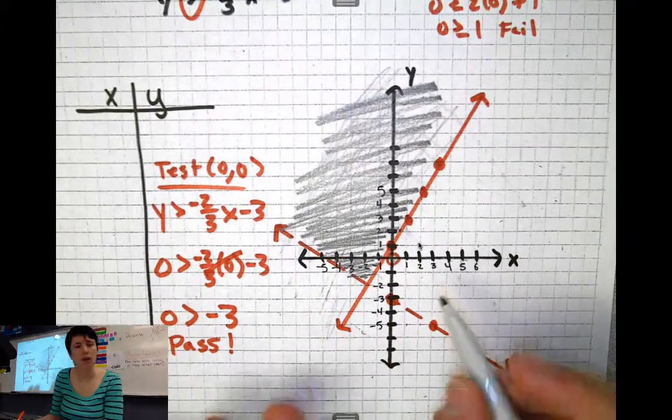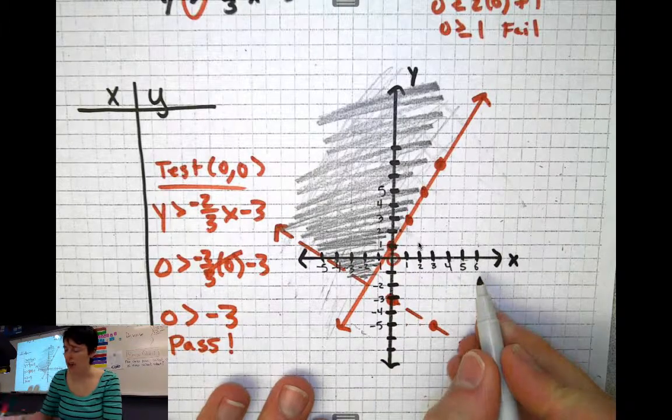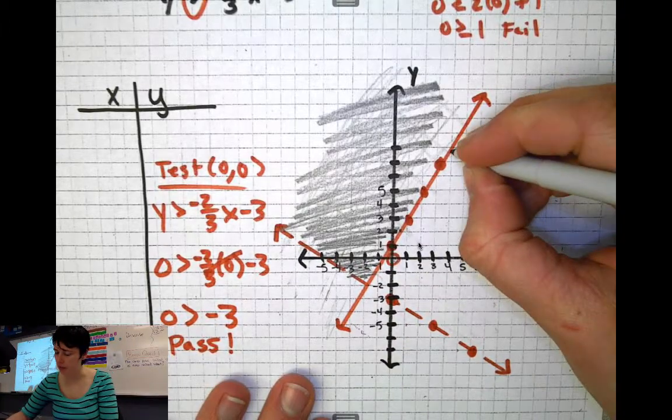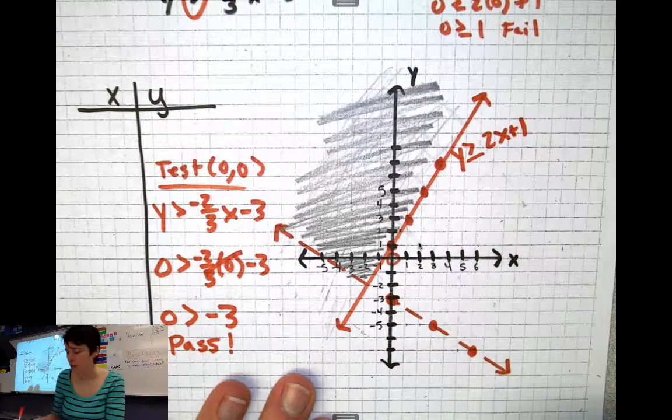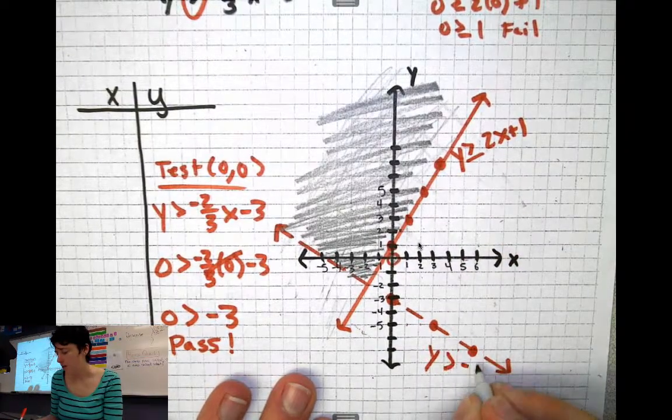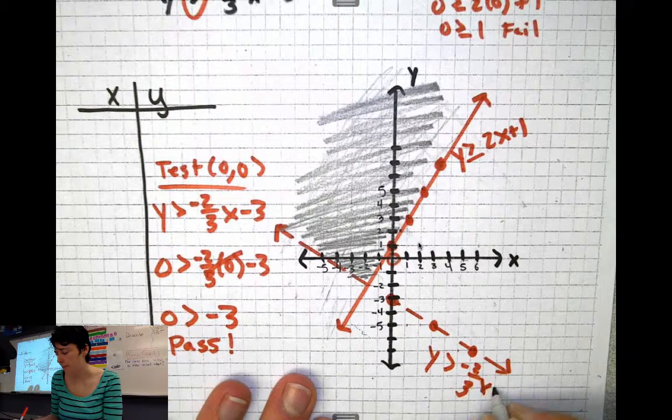I would also be very careful. Don't forget, all your graphs need scale numbers, and you should probably be careful to write the equations or the inequalities next to each line, especially on a system problem. Those labels are really important.